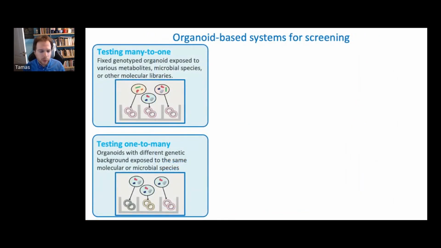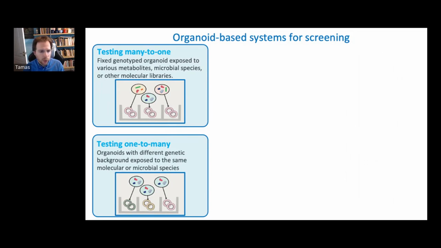So I think that the thing we will hear more and more about organoids in the next 5 years will be screening, how we can use organoids for screening, as was mentioned before today. And if you want to structure this, I think there are two types of screening. One is testing many to one. So you use the same well-characterized organoid culture, or maybe you have 3 biological replicates, but basically they have a fixed genotype. And then you expose it to different metabolites or microbes or drug libraries. And then you capture differences. I'm going to mention how you can capture that.